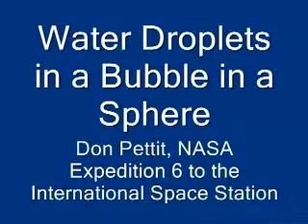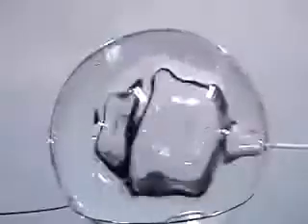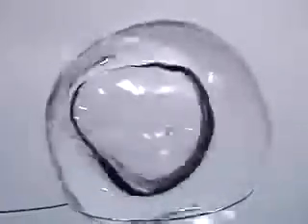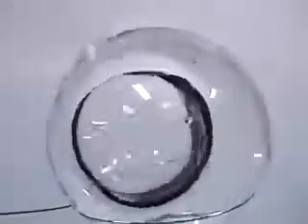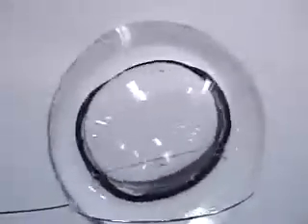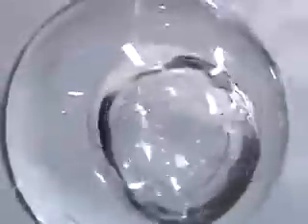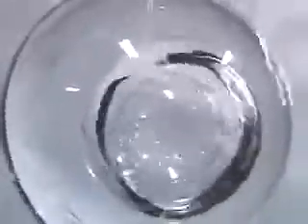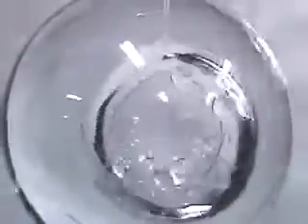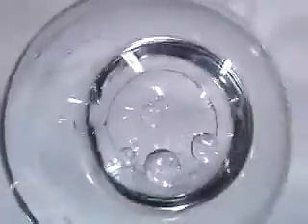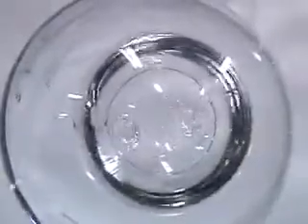Water droplets in a bubble in a sphere. Here we have a sphere of water, 75 millimeters in diameter, with an air bubble inside, about 35 millimeters in diameter, and we inject water droplets anywhere from 1 to 8 millimeters in diameter into the bubble and look at the resulting collision dynamics where they collide with each other and the walls.